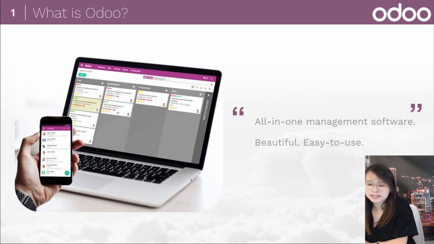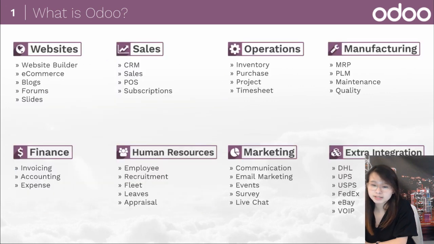So Odoo is an all-in-one management software. It's really user-friendly and easy to use. And as you can see with Odoo, we have a lot of different modules. For the website, we have the website builder. You can integrate that with e-commerce, the blogs, the forums, and all the different add-ons. We can also help you manage your sales and inventory with our sales module and inventory module. And that one you can link with, for example, your POS system and CRM module.